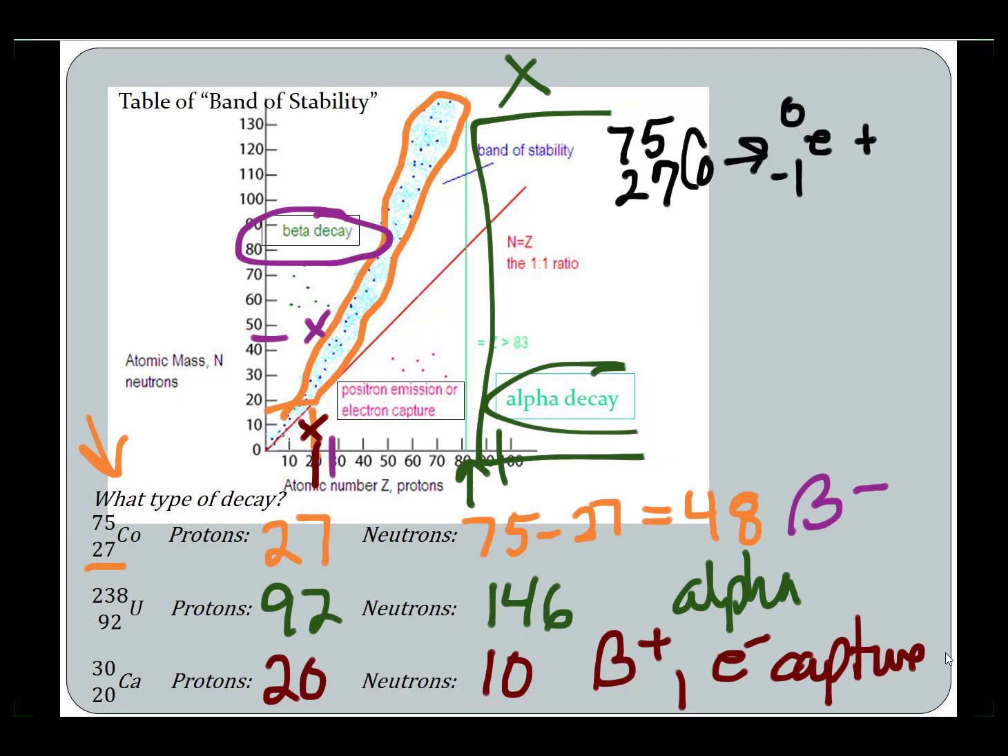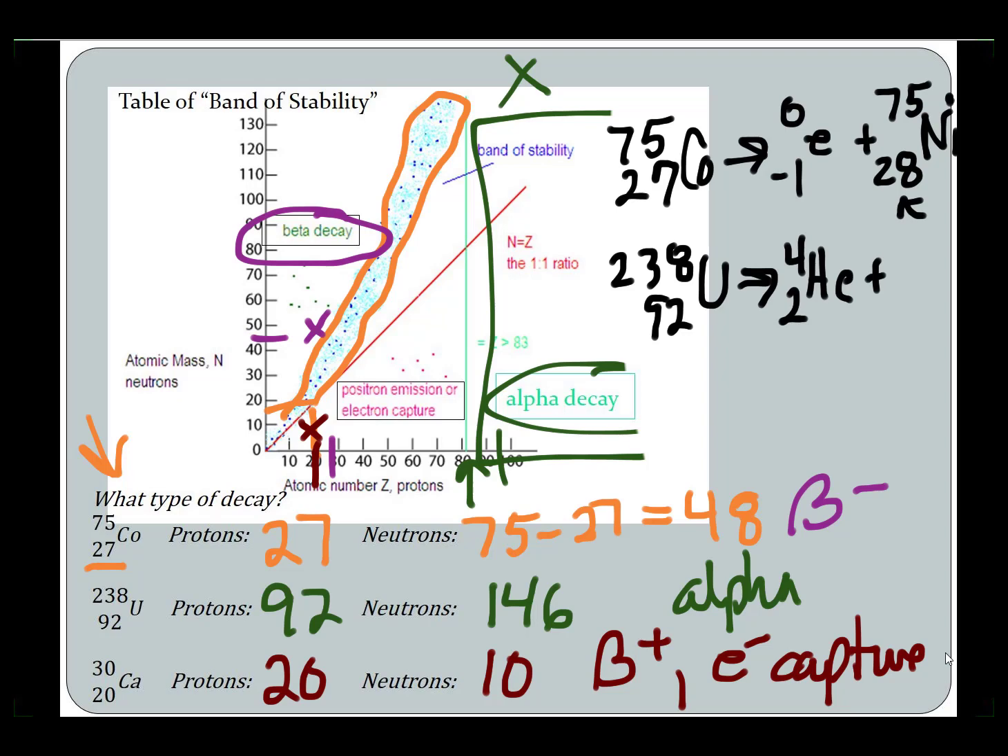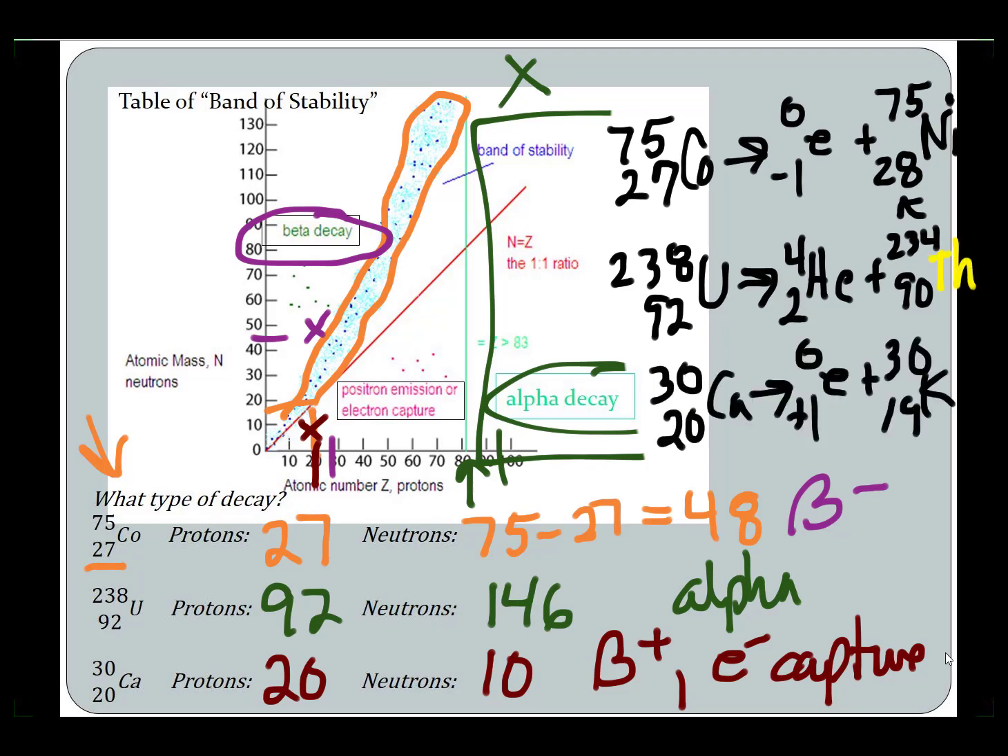So with cobalt-75, here's the beginning of the equation. I just need to put what's left over. So you'll need to look on the periodic table what 28 protons is, and I get nickel. Let's do the next one. So I need to put what the leftover is. There's the alpha particle. So 234 and 90, and then look up on the periodic table. That would be thorium.